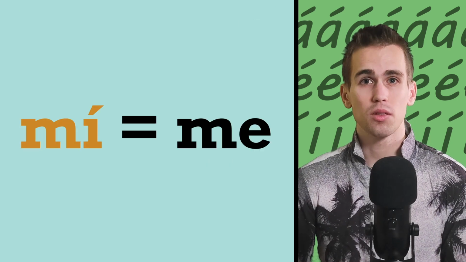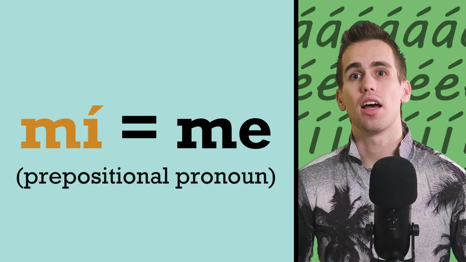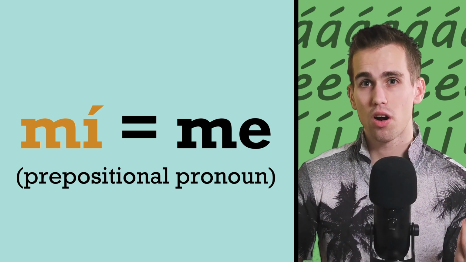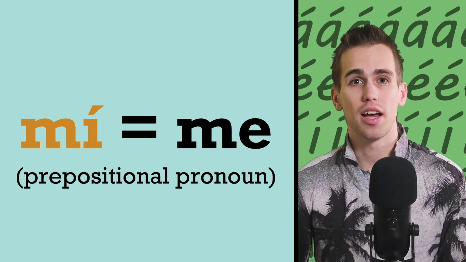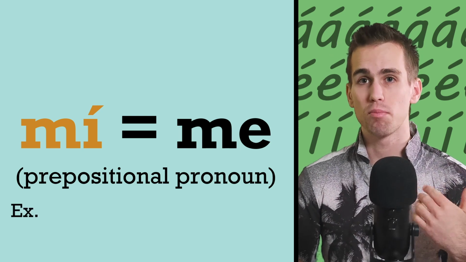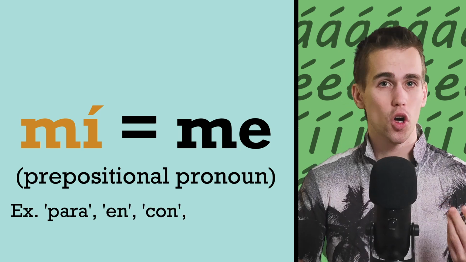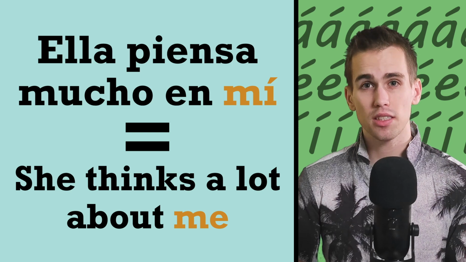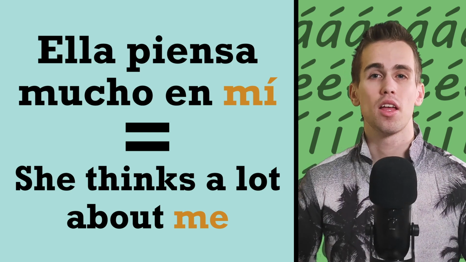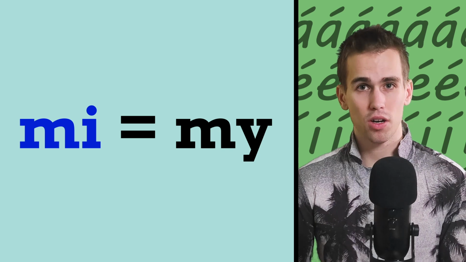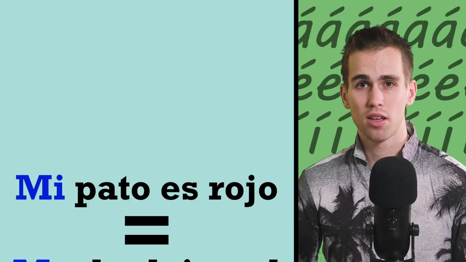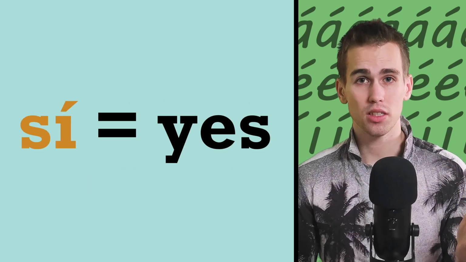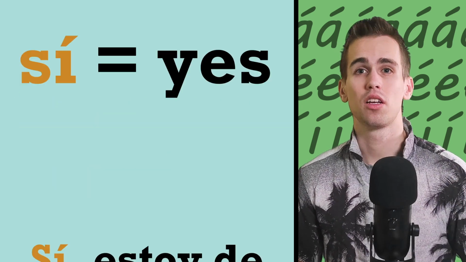Mí with an accent mark means me, and it's a prepositional pronoun. Prepositional pronouns are words that follow prepositions, and prepositions are words like para, en, con, sin, or de. Ella piensa mucho en mí. Mi without an accent mark means my. Mi pato es rojo.